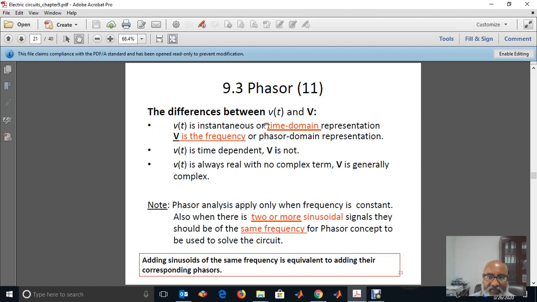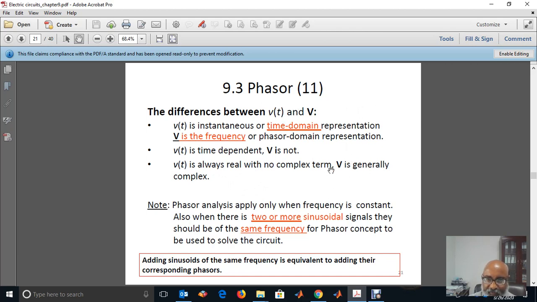What is the difference between V of t, the time domain, and the phasor domain? V of t in the time domain is the instantaneous value. That means the value of the voltage or the current at time t. And V is the frequency or phasor domain representation. V of t is always real. The value of V of t is always a real number.